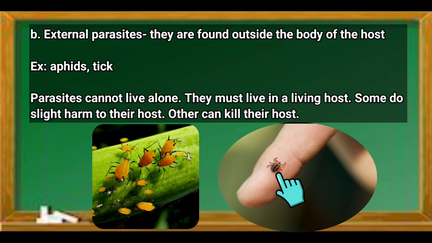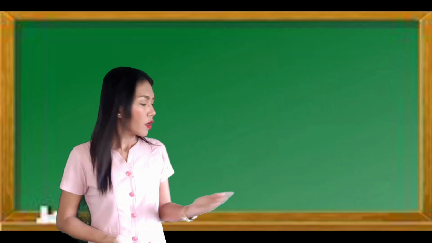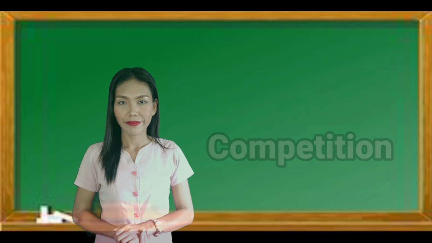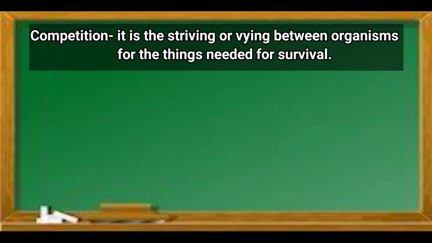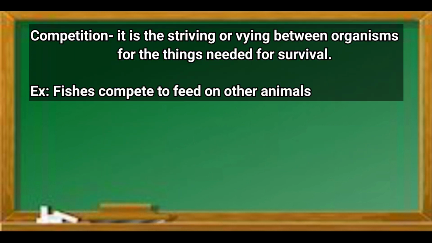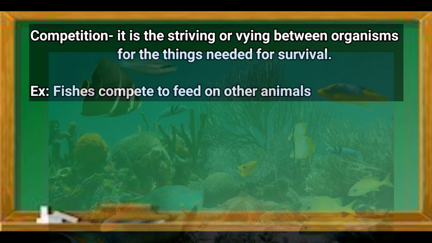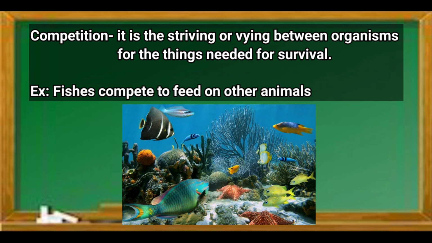Parasites cannot live alone. They must live in a living host. Some do slight harm to their host. Others can kill their host. Competition. It is the striving or vying between organisms for the things needed for survival. Example, fishes compete to feed on other animals.